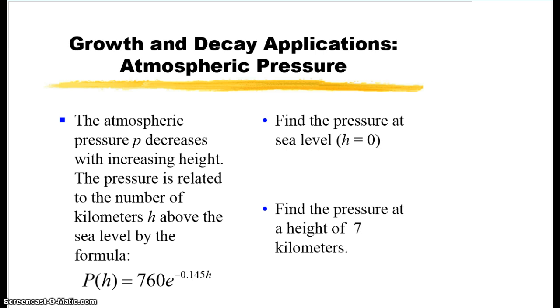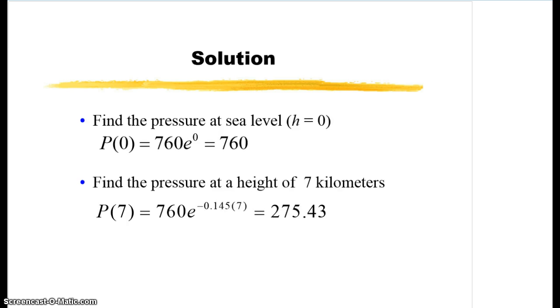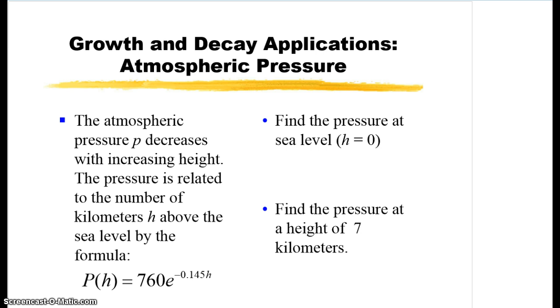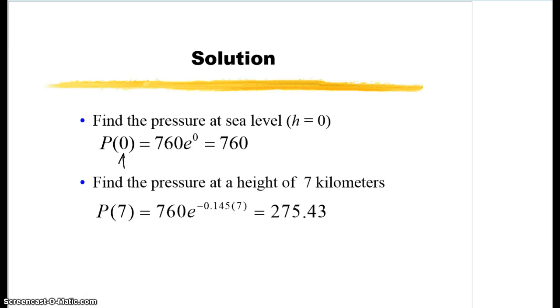So how do we do this? Well, we have our formula for atmospheric pressure, P. All we have to do here is plug in the appropriate values. Well, when we're at sea level, the height is 0, so we plug in 0 into our formula, that's our input, and we just get 760 times e to the 0. Remember, the formula is this one that we're plugging into. So we're just plugging in for values of h. In this case we plugged in 0, we get 760. When we want to find the pressure at a height of 7 kilometers, all we have to do is plug in 7, and we get this expression, which we can calculate to be 275.43. Let me show you how to do this on your calculator.